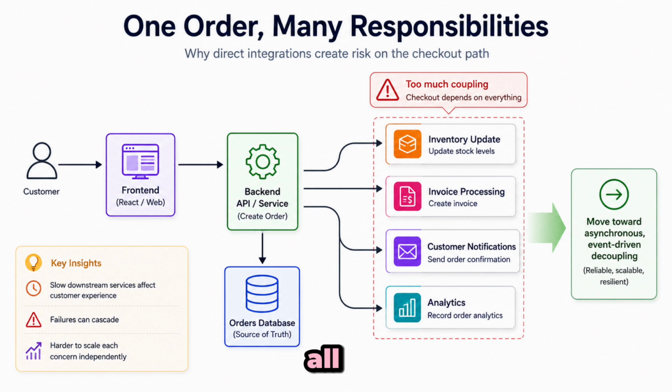If the backend calls all of these directly, checkout now depends on all of them. A slow invoice service can affect the customer. A notification failure can cascade back into the order flow. And each component becomes harder to scale independently.